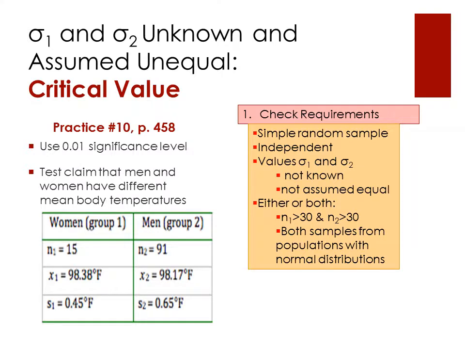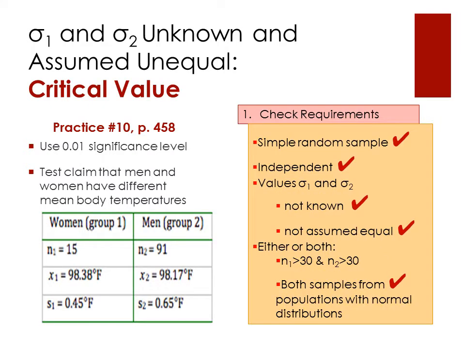Our requirements for an independent samples t-test: it has to be a simple random sample, it has to be independent, as we just discussed. Here the standard deviations for both of our populations are not known, and they are not assumed to be equal. And lastly, either both of the samples need to have an n greater than 30, or both samples come from populations with normal distributions. Looking at our example over here, we can see that we do not meet that first criterion. Our n for group 1 is only 15. However, we're told in the problem that we should assume that they are normally distributed within the population. So we, in fact, meet these criteria.